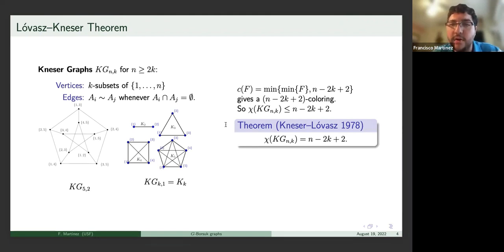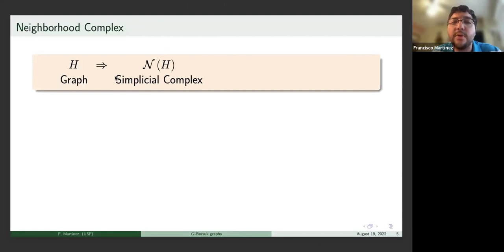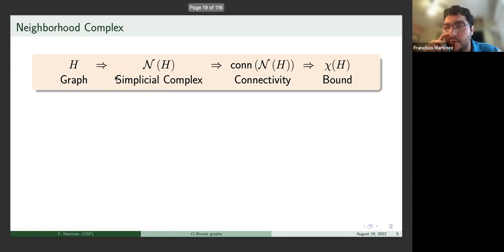The reason is that Lovász's proof is actually revolutionary, and the idea he used was topology. More or less the idea of those kinds of proofs is the following. We start with the graph. Then to that graph, we associate a simplicial complex. In this case, Lovász introduced the idea of the neighborhood complex. Then he looked at the connectivity, which is a topological property of this simplicial complex. And that connectivity gives the lower bound to the chromatic number.